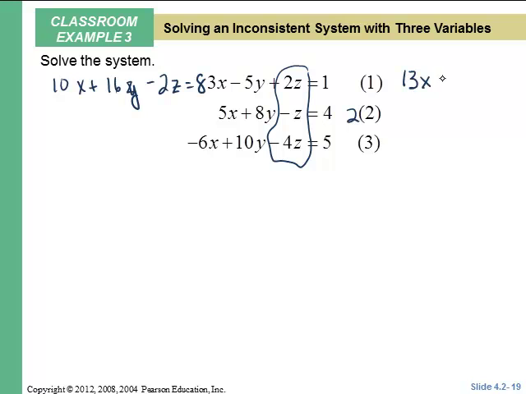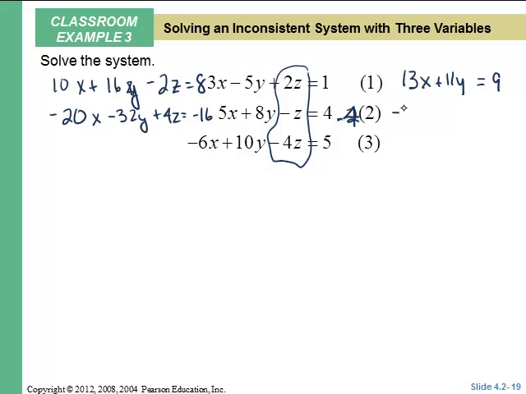13x plus 11y equals 9. And then multiply it by negative 4 and add it to this last equation. So by negative 4, it becomes negative 20x minus 32y plus 4z equals negative 16. Add that to the third equation.